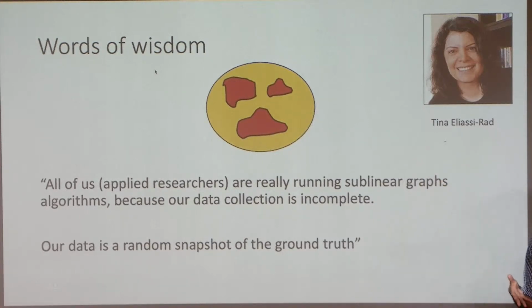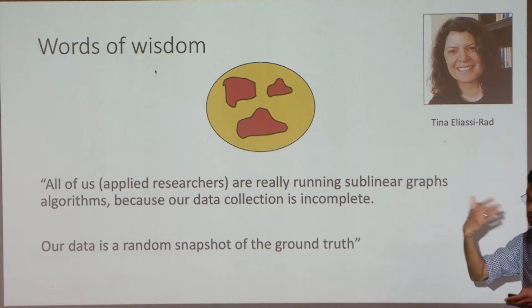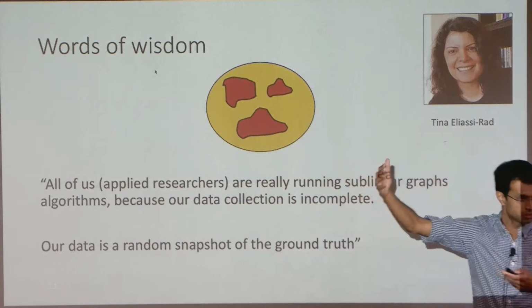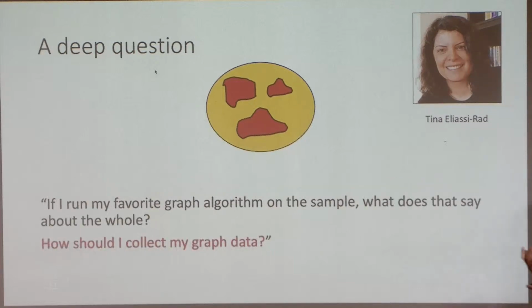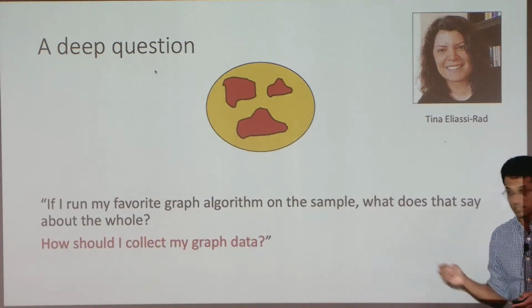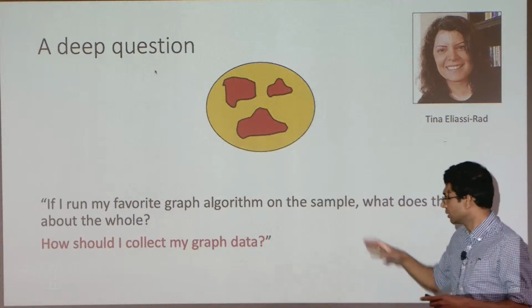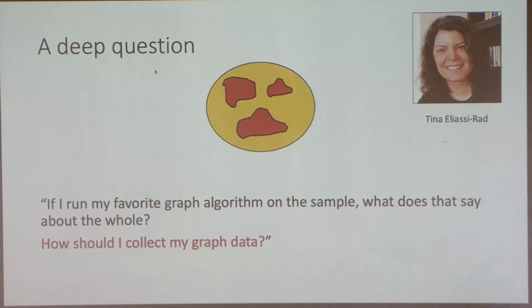I'm running an algorithm on that. So with respect to the true ground truth, which is unknown, the algorithm is really a sublinear algorithm. And one of the questions she posed was, if I run my favorite graph algorithm on some sample that I've computed, what does that say about the whole thing? Or how should I collect my graph data? This is a very difficult question to pin down because the sampling mechanism itself is imprecise.